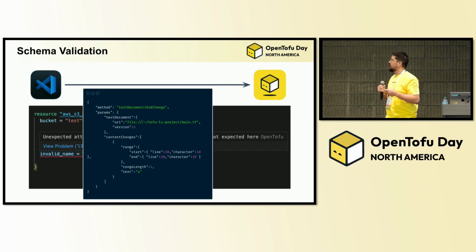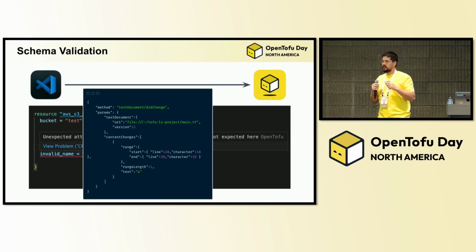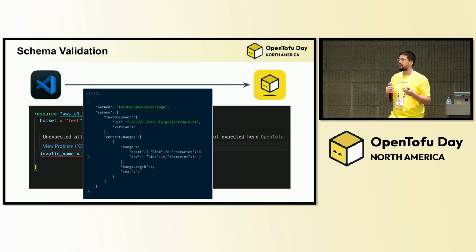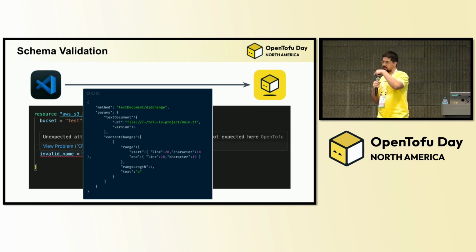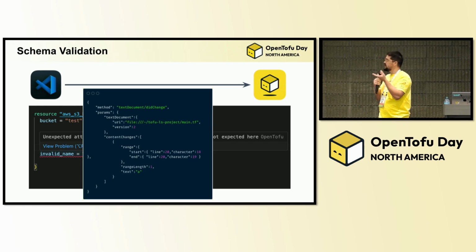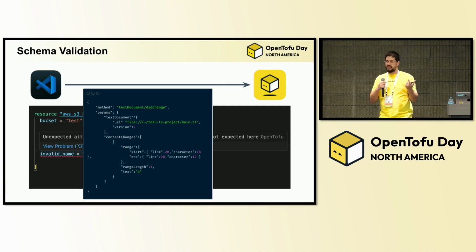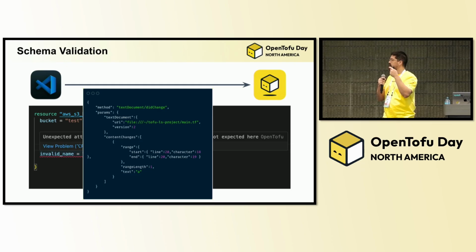So how do we trigger that? When I'm typing something in the file itself, the client is going to send a request to the server. It's a textDocument/didChange. So we let the server know that the file was changed, what range was changed, and the content itself that was changed, because the server does not need to parse that. It can have the information.